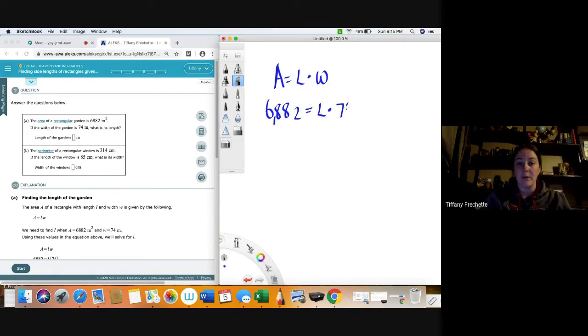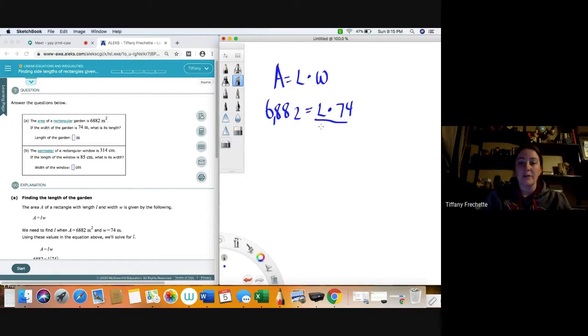So we still have L, but we know that width is 74. So instead of A for area, we put 6,882. Instead of W, we put 74. So this is times, I put the dot in here. Normally, we would just write this as 74L, but I was writing it backwards, so that's why I put the dot in. So this is being multiplied.